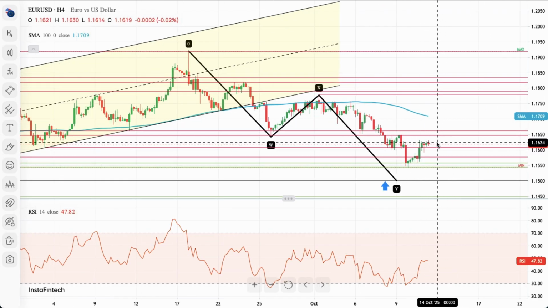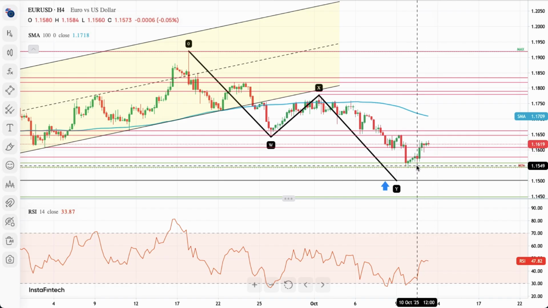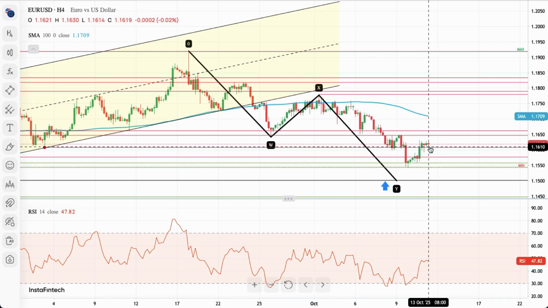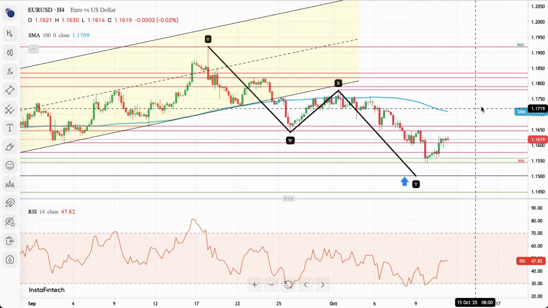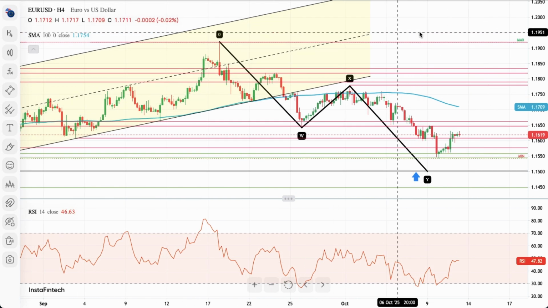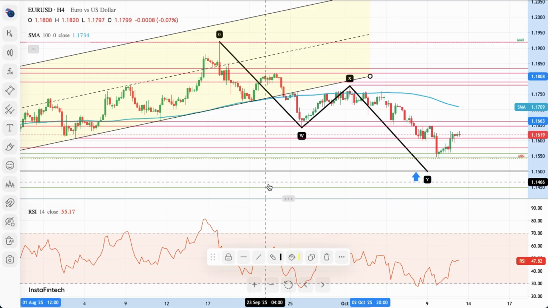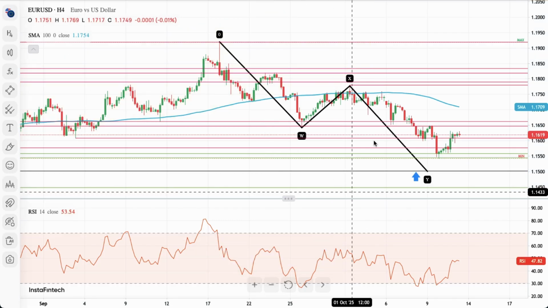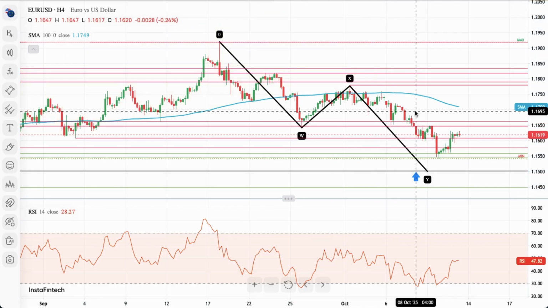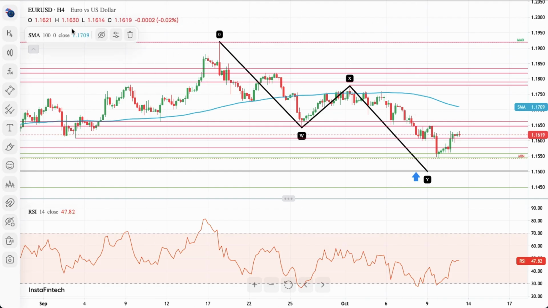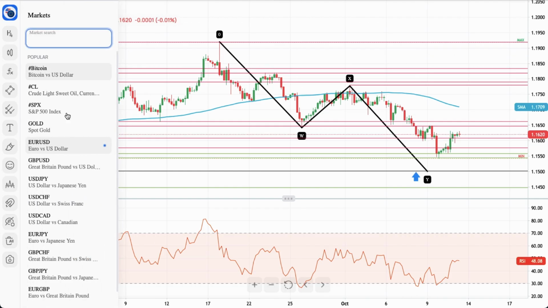So right now we stay with this count, we stay with this cycle. We got our levels, we got our 100 periods moving average. From now we stay like this. We don't change anything, don't change our outlook. The outlook is still to the downside. So we just remove the channel. We don't need it anymore, and we are done with the euro dollar.